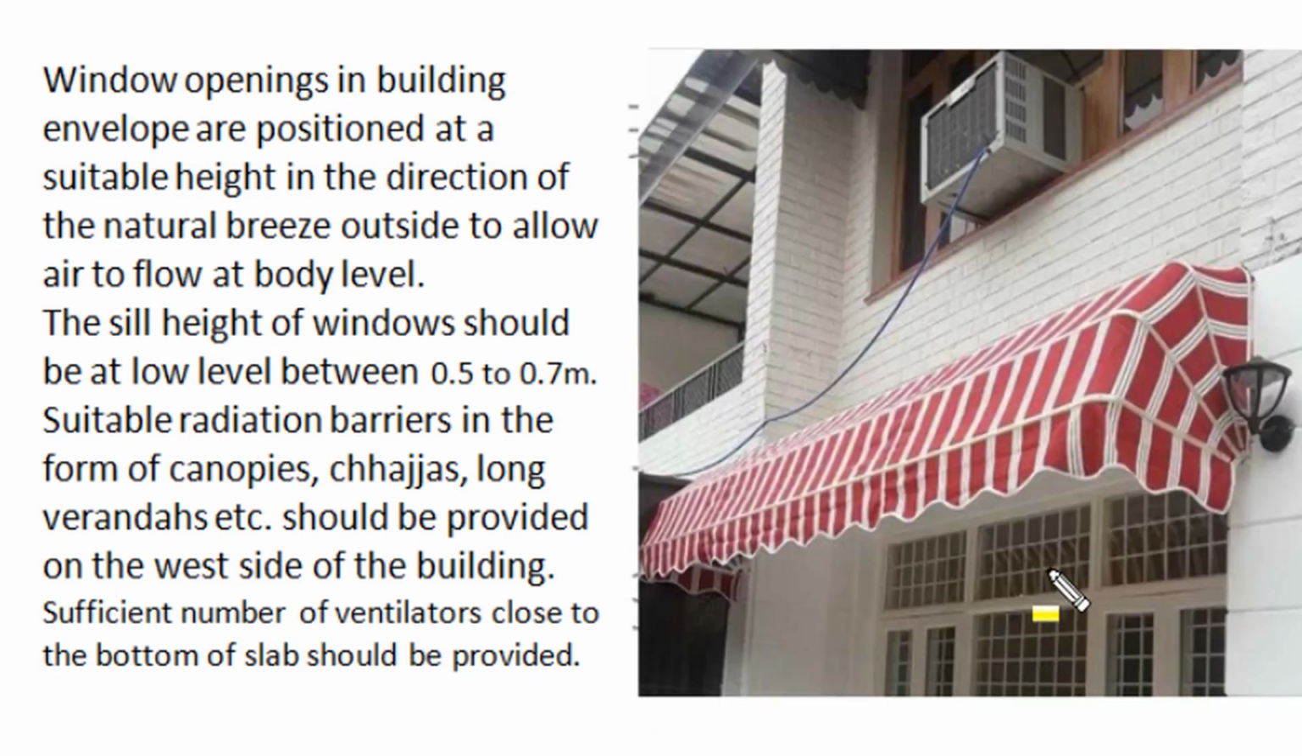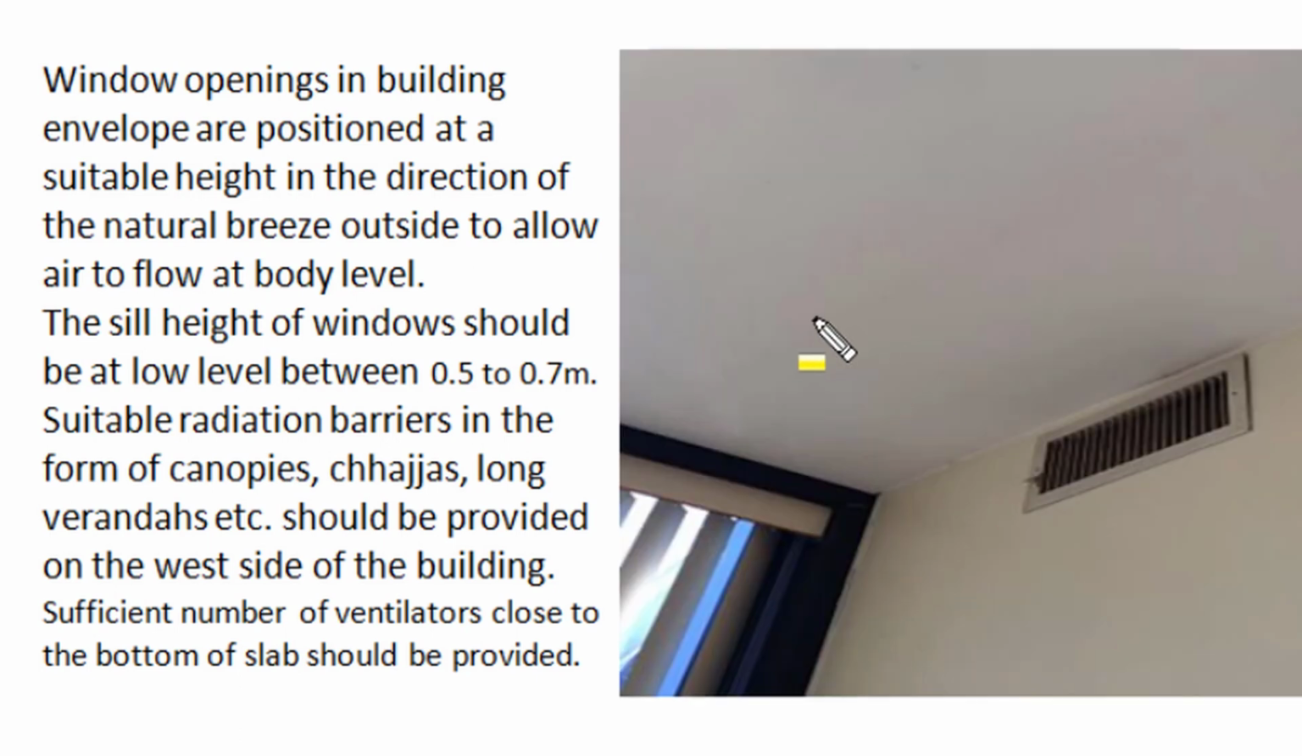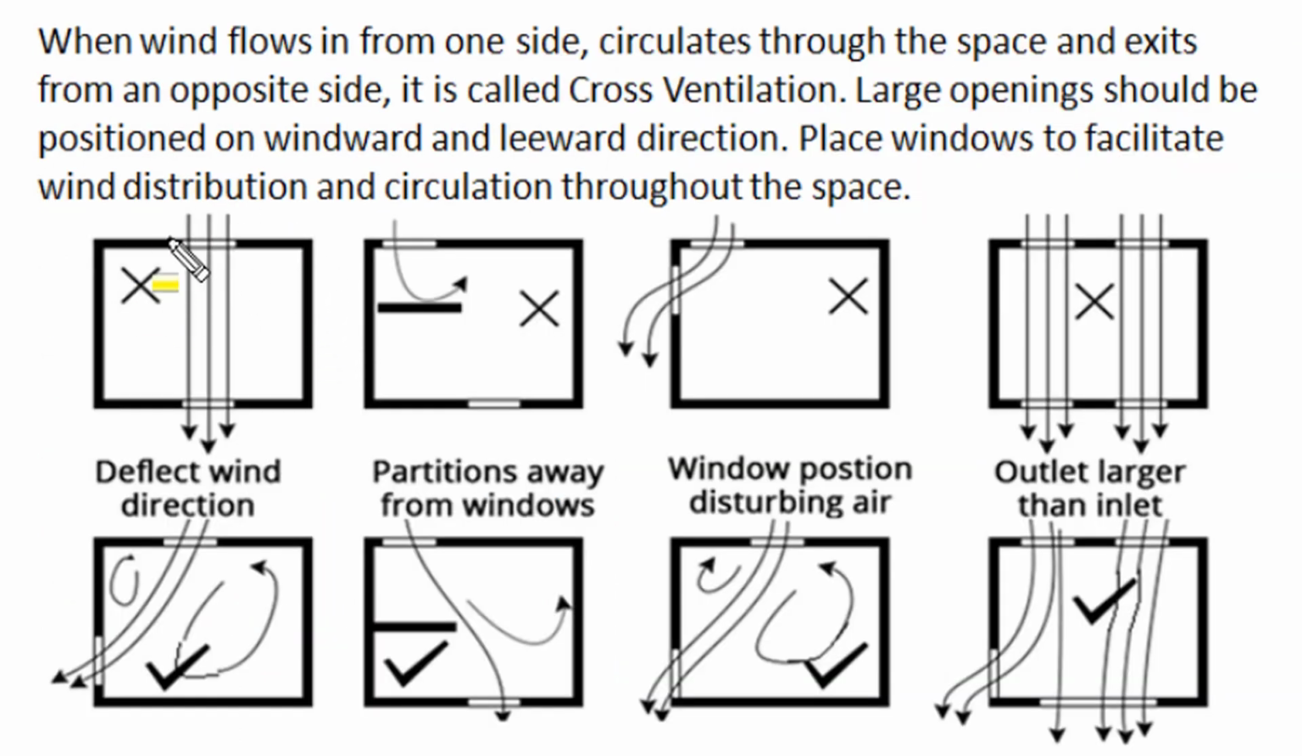For windows of southern and western side, suitable radiation barrier in the form of canopies, chhajja or long veranda should be provided on fenestration. For exhaust of hot stale air, sufficient number of ventilator close to the bottom of slab should be provided. When wind flow in from one side, say west side, and circulate through the space and exit from opposite side, say east, then it is called cross ventilation.